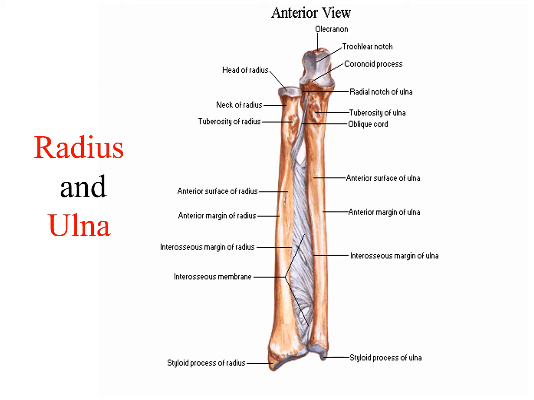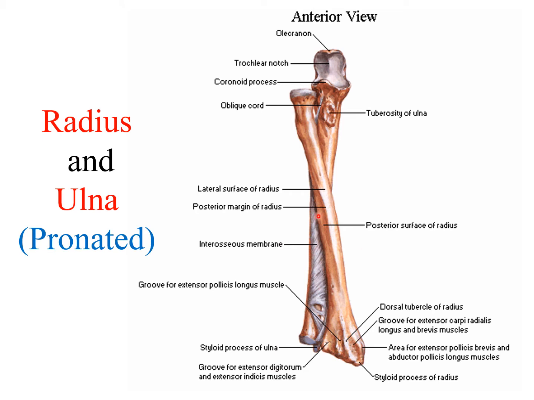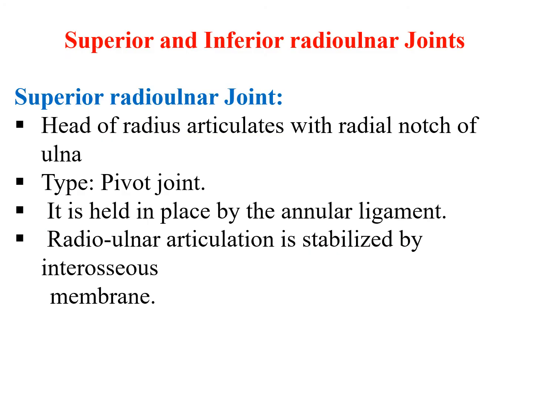That is the anterior view. Here we can see the radius and ulna, and the movements taking place at these two joints are supination as well as pronation. We can see that the radius is moving at the lower end across the ulna. We will talk about this in detail in later slides. First of all, we will start with the superior radioulnar joint.